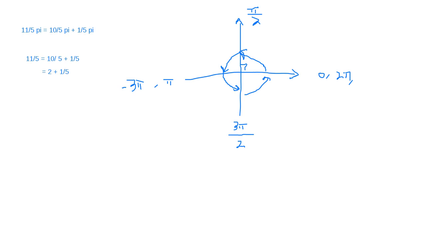So that's 2 pi plus 1 over 5 pi. So the angle is like this, 11 over 5 pi, 11 over 5 pi. Okay, it's positive. We start from the positive side of the x-axis, right? Going counterclockwise.